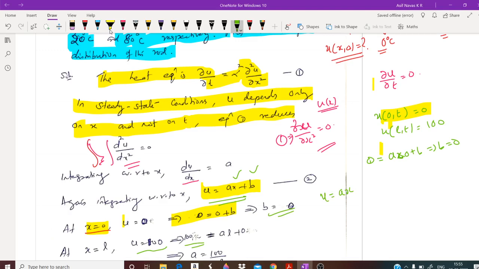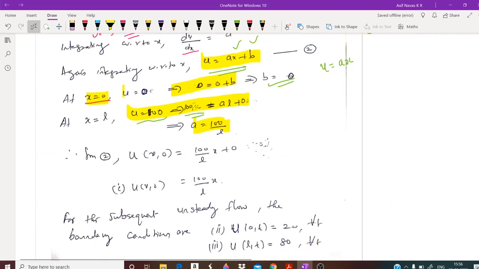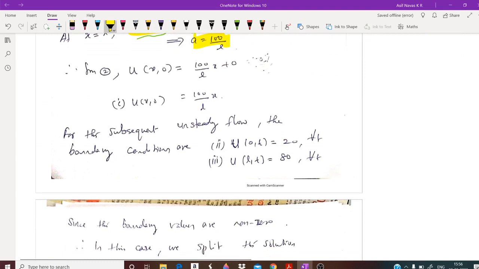Now again we apply the second boundary condition, u equal to 100 degrees Celsius when x equals L. Therefore we get a equal to 100 by L. Therefore u(x,0), that is the initial temperature on the rod, is 100x by L. So we have the steady state temperature, and we have found the temperature at the initial point of time, u(x,0).